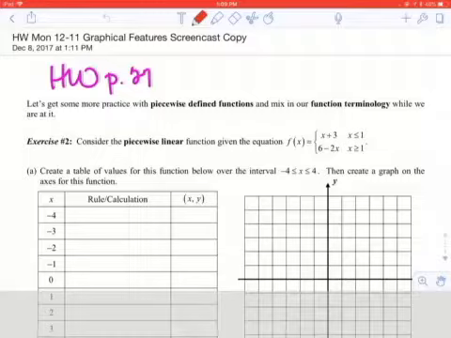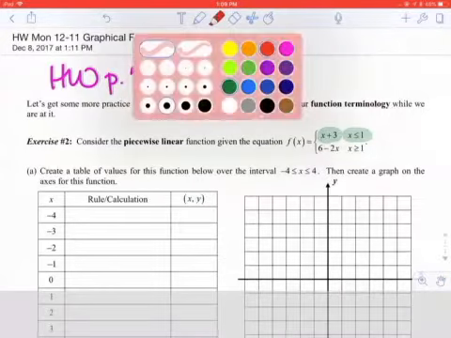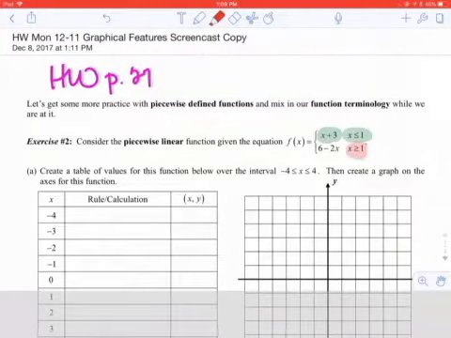So if we take a look at the equation f of x given in exercise 2, for all the values of x that are less than or equal to 1, we're going to use the function equation x plus 3. And then all the values greater than or equal to 1, we're going to use 6 minus 2x.